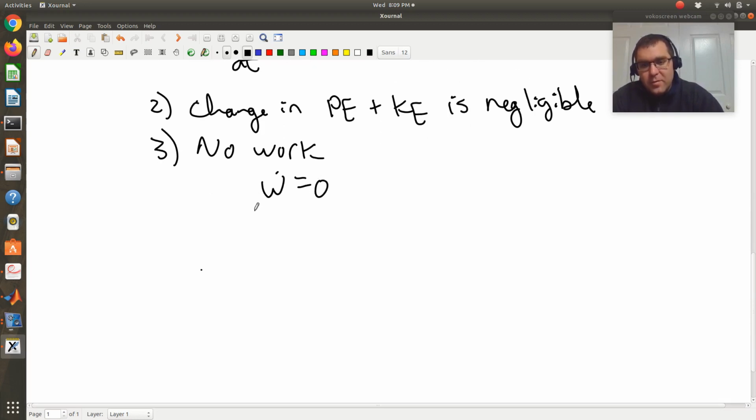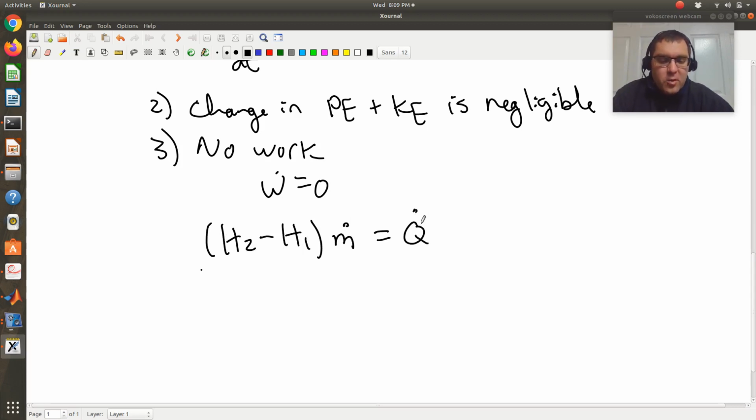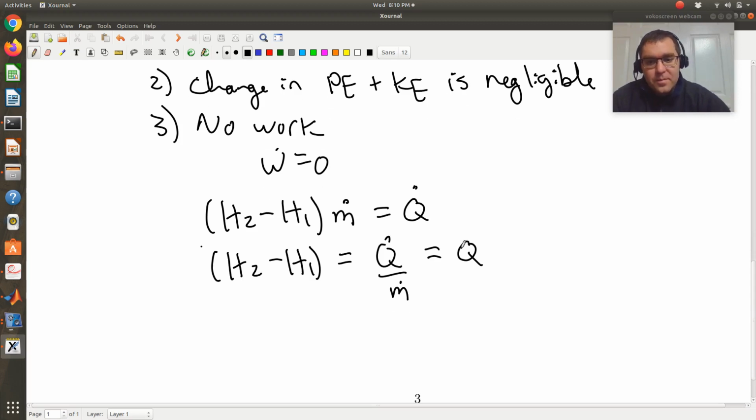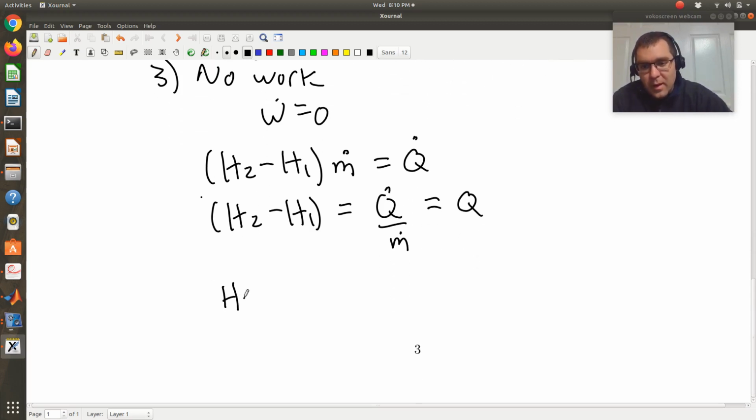Okay, so with that, my first law balance is going to reduce to (H2 minus H1) times m dot is equal to Q dot. Now remember, Q dot is going to have units of energy per time, what we could think of as extensive heat per time, a rate. So if we divide through by m dot, I get H2 minus H1 is equal to Q dot over m dot. Energy per time over mass per time is going to be equal to Q as we thought about it before, energy per unit mass. So just to clean things up, I end up with H2 minus H1 is equal to Q.